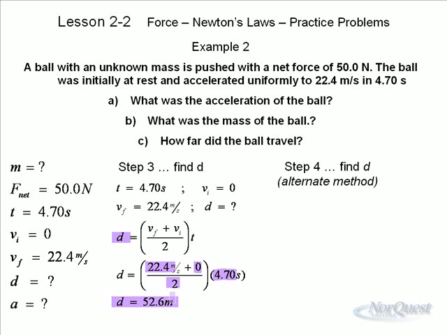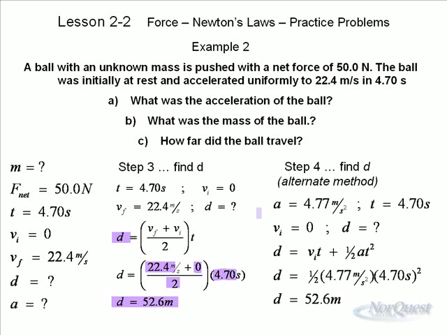Well, we could use the acceleration that we calculated in step a, which was 4.77 meters per second squared. So given that a and t and initial velocity are known, what's the displacement? Different formula, but same result. Since the initial velocity was 0, this term is 0, so d becomes 1/2 at squared. And d is equal to 1/2 times a times t squared. And we get the same result, 52.6 meters.